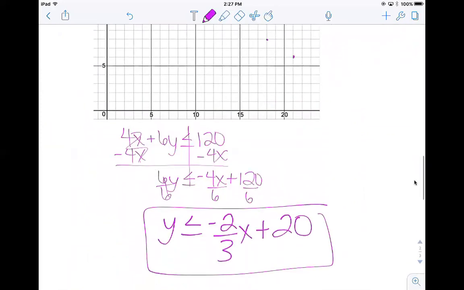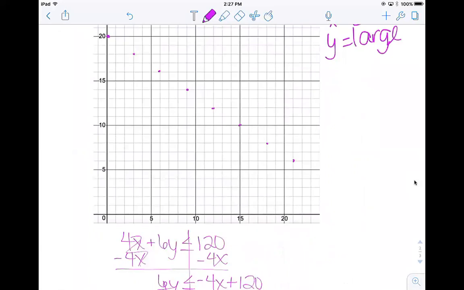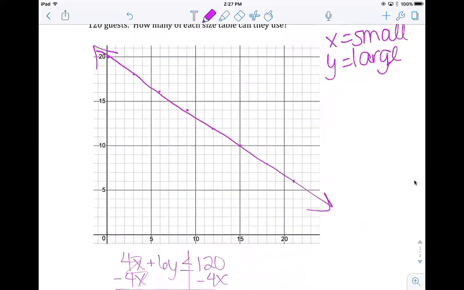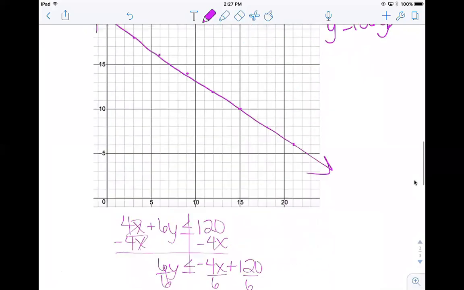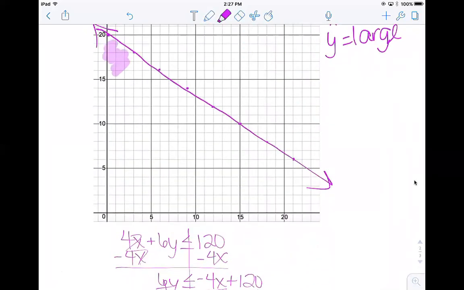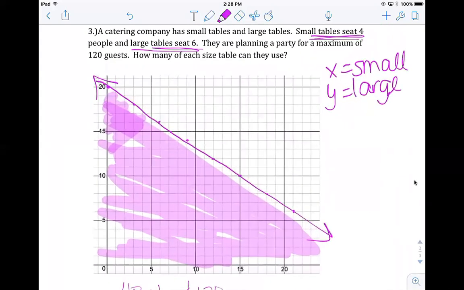All right, we need to decide if it is a dotted or a solid line. So we're looking at that symbol. This is also a solid line because it is included, or it's equal to. So we have our line. Looking at our picture, we have a top part, we have a bottom part. So we want to shade the part that says y is less than or equal to. So we are going to shade below. So any combination of small or large tables in the shaded area would meet the restriction of having a maximum of 120 people.